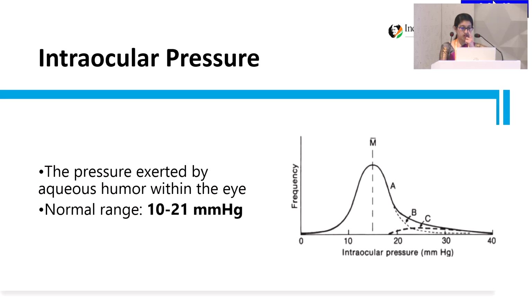So we know intraocular pressure is the pressure exerted by the aqueous humor within the eye, and the normal range lies between 10 and 21 millimeters of mercury. Remember, it's just a guideline, so what's normal for one person may not be normal for another. And we know high intraocular pressure is a major risk factor for glaucoma, but it's not the only one. There are various other factors as well.